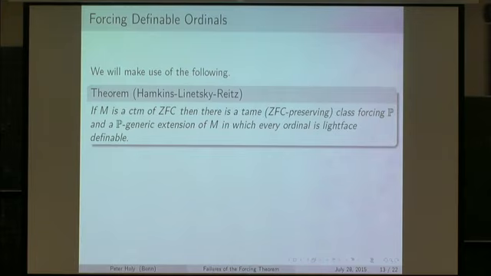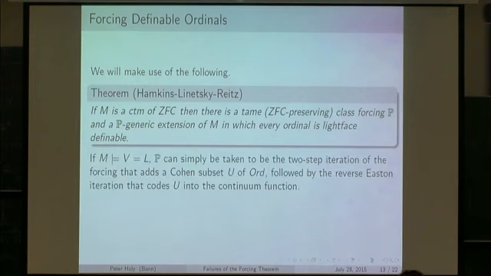So if M is a countable transitive model of ZFC, then there's a ZFC-preserving class forcing P, that's just what tame means really, and a generic extension by this class forcing in which every ordinal is light-face definable. In fact, the result is that every element is light-face definable, but we won't need that here. If the ground model satisfies V equals L, you can do this by a very simple forcing. In the first stage, add a Cohen subset U of the ordinals, and then perform a reverse Easton iteration that codes U into the continuum function. That's sufficient under the additional assumption that V equals L.